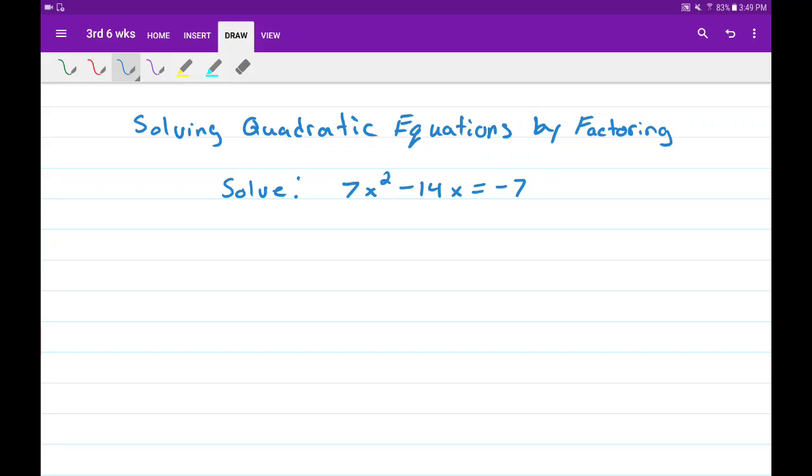Solving quadratic equations by factoring. So basically what we're going to do is follow our factoring steps and then add an extra step, which is applying the zero product property to solve these quadratics by factoring.